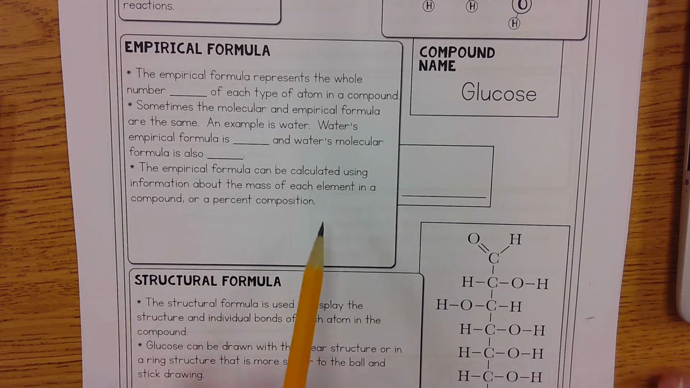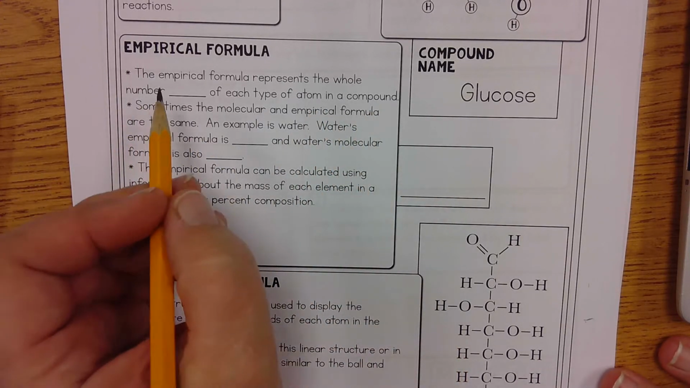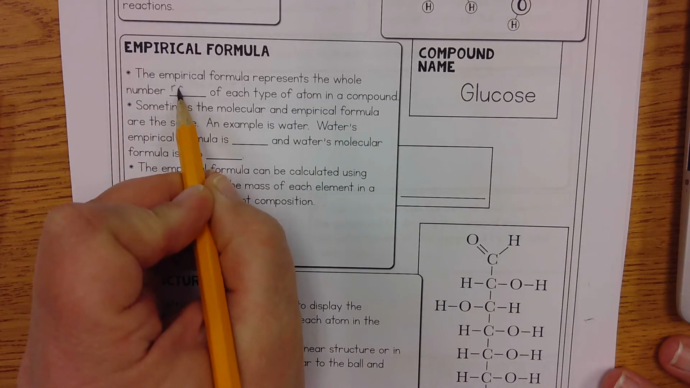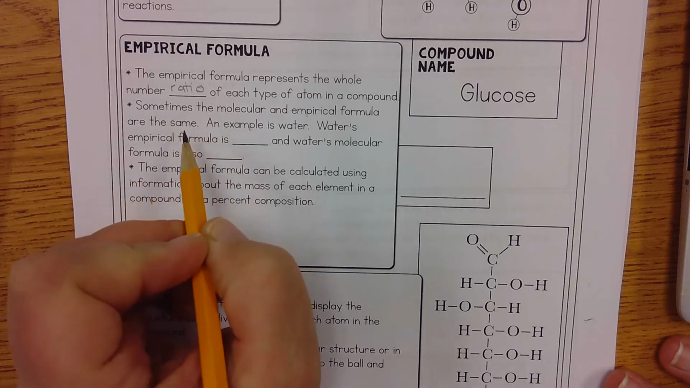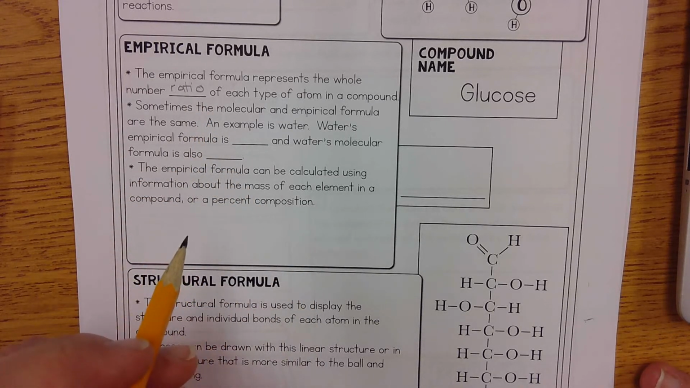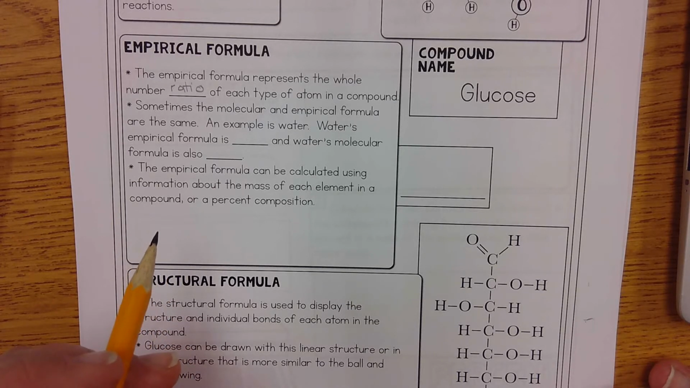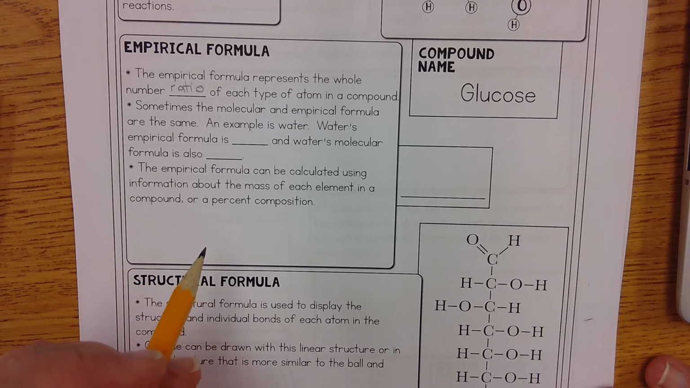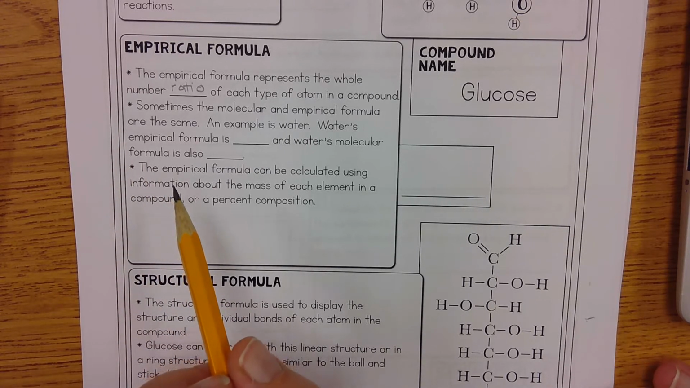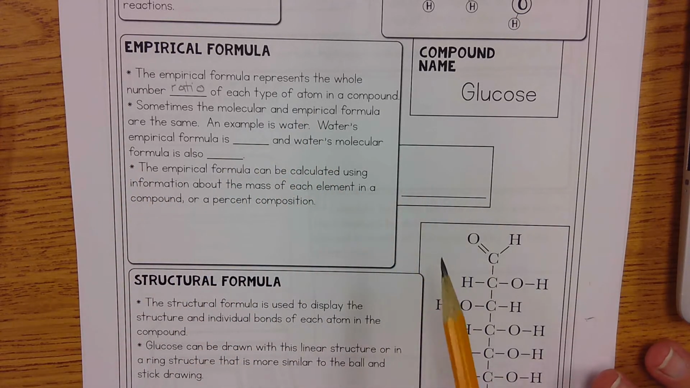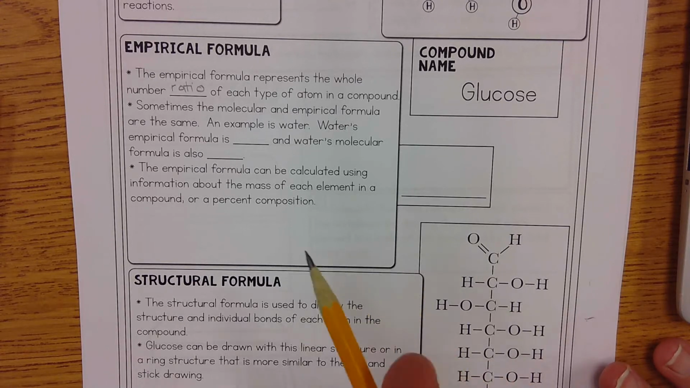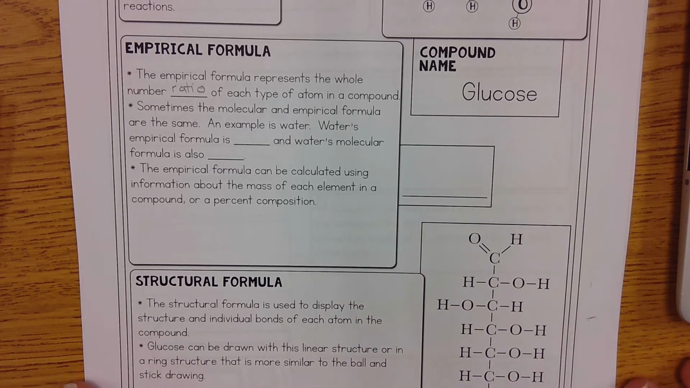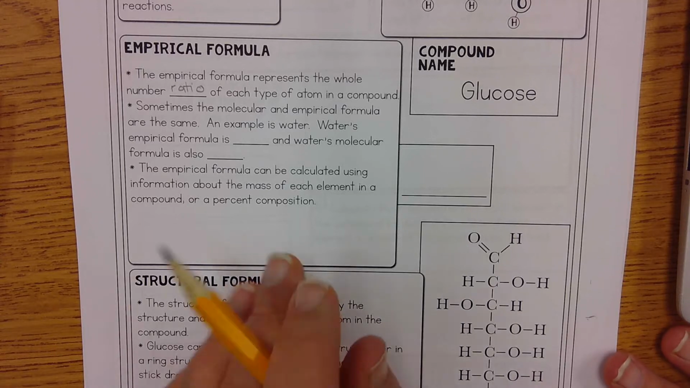The empirical formula for glucose. So the empirical formula is basically, like it says here, the whole number ratio of each type of atom. So kind of like relates in math to the lowest common multiple or least common denominator. I don't know those math terms, but you'll see what I mean in a minute. In fact, let me tell you what the empirical formula for glucose is, and that way we can go from there. It'll make more sense.